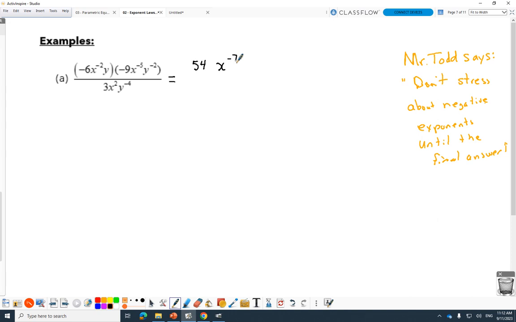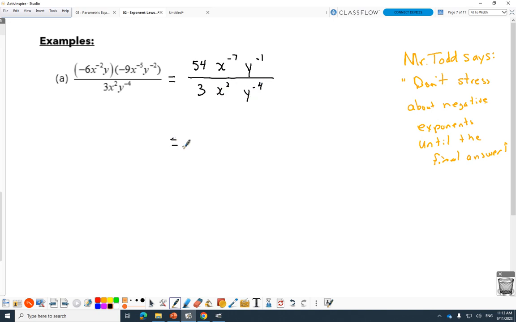Next, y and y to the negative 2. Add the exponents. What exponent's on y? 1. Add 1 and negative 2. Another negative exponent. I'm stressing. No, no, Mr. Todd's saying no stressing. So it's negative, no big deal. Not going to worry about it. Denominator: 3x squared y to the negative 4.